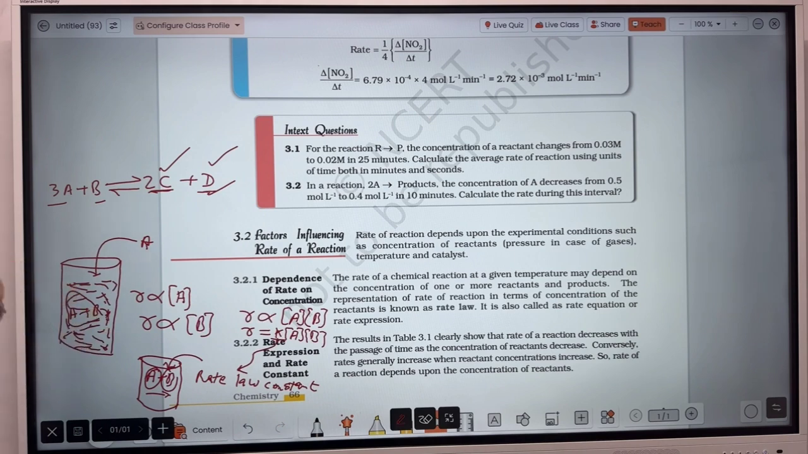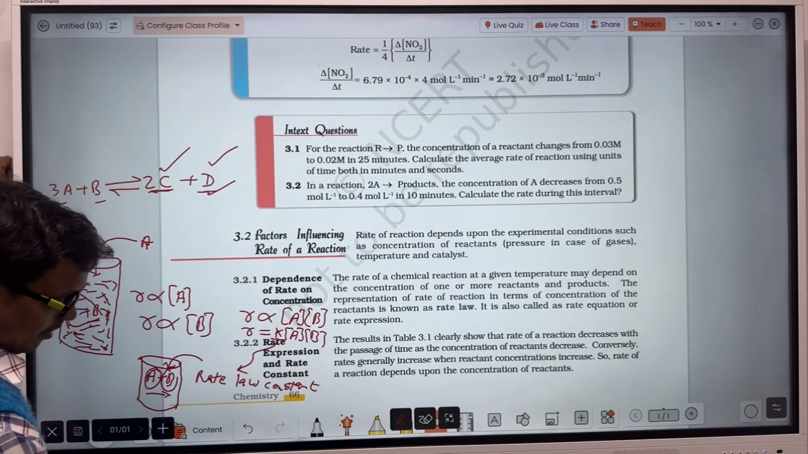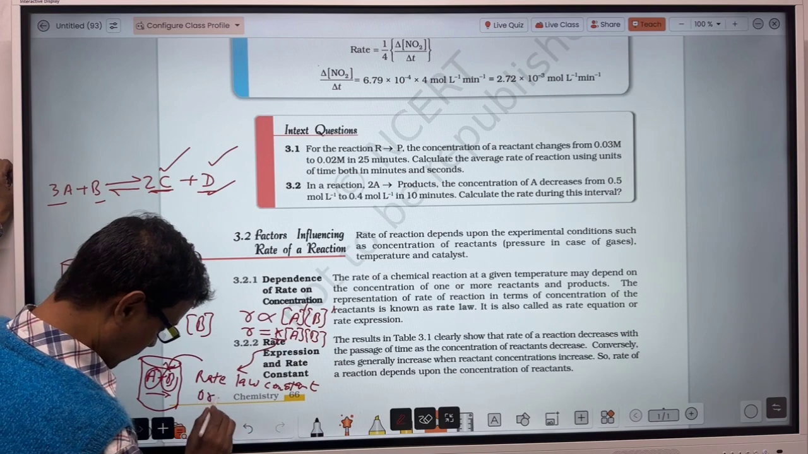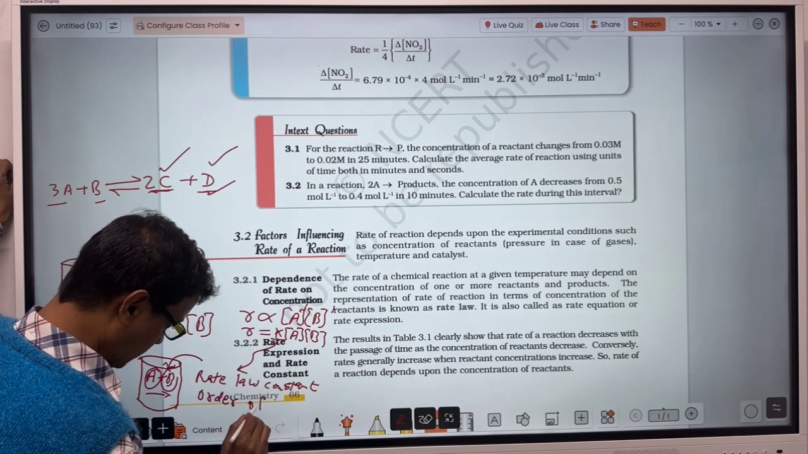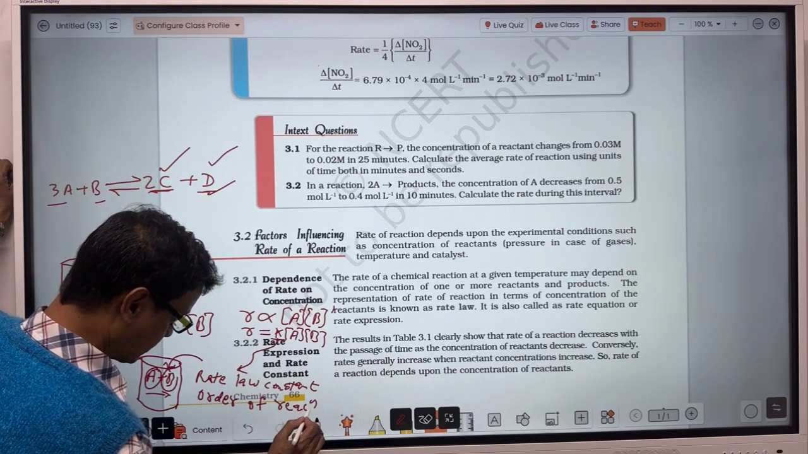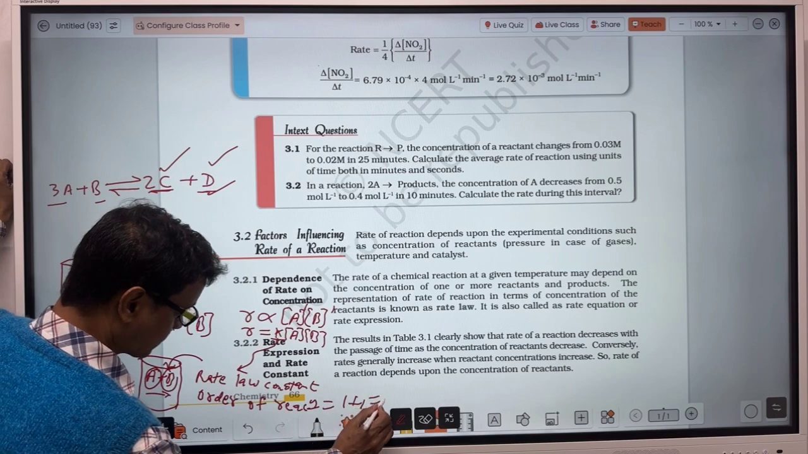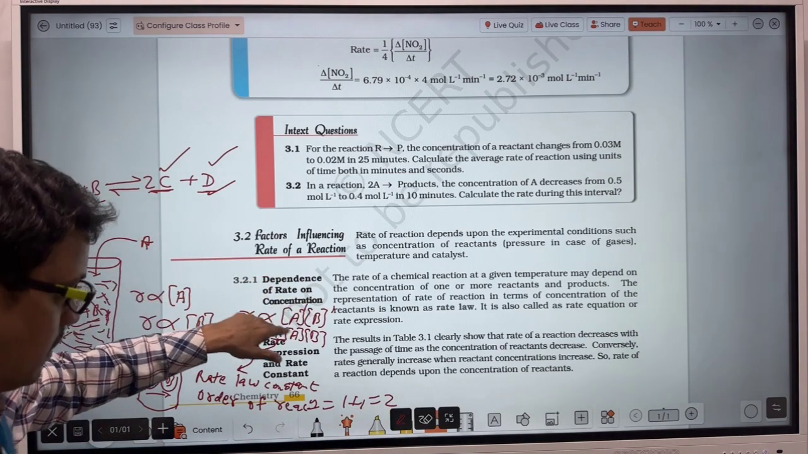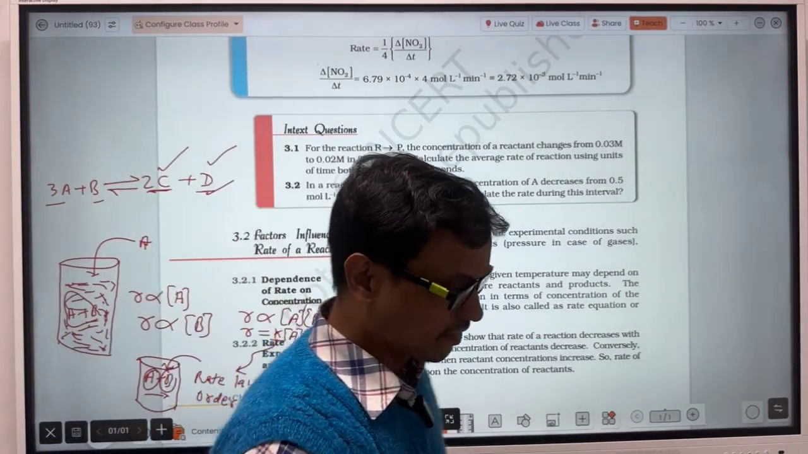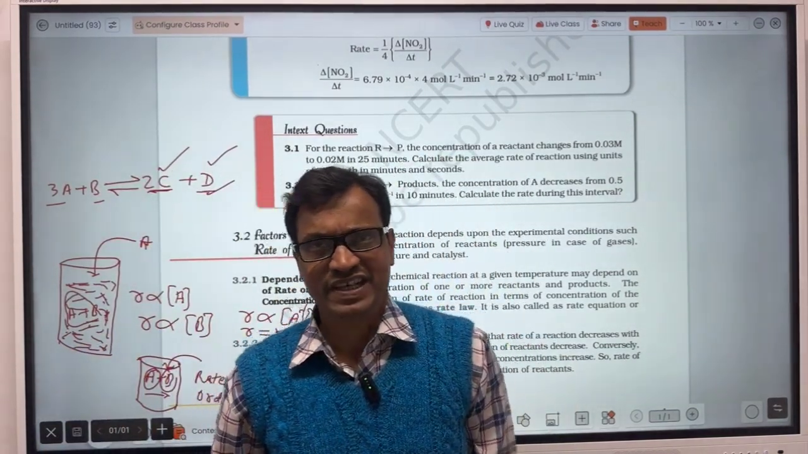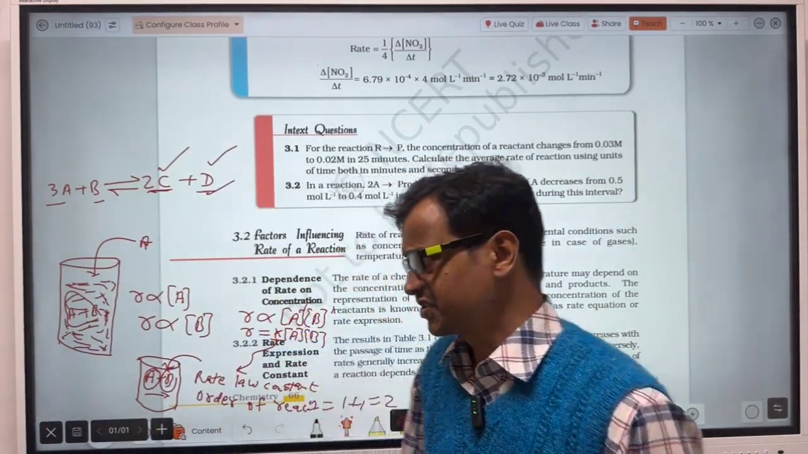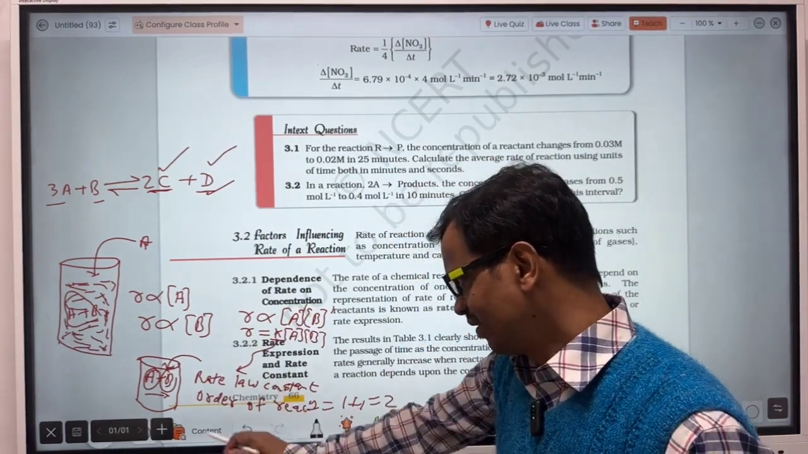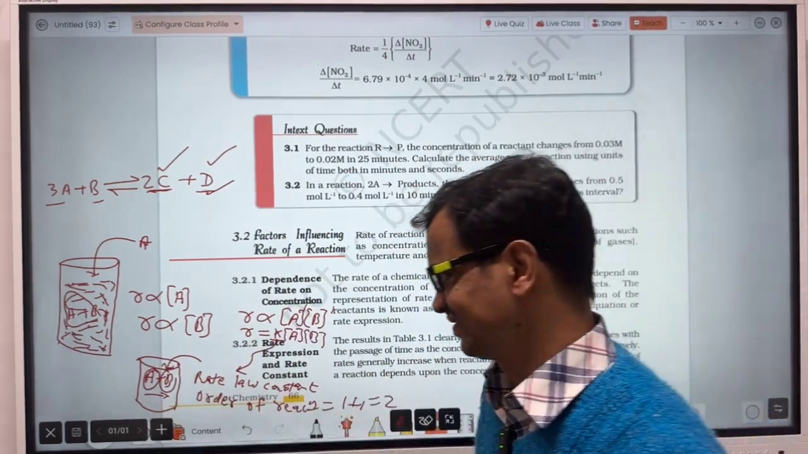Okay. What will be the order of reaction? So here there is power of 1, here power 1. So order of reaction will be equal to 1 plus 1, that is 2. So what will be the effect on the rate of reaction on changing the concentration of reactant? That will be based on the rate law expression.